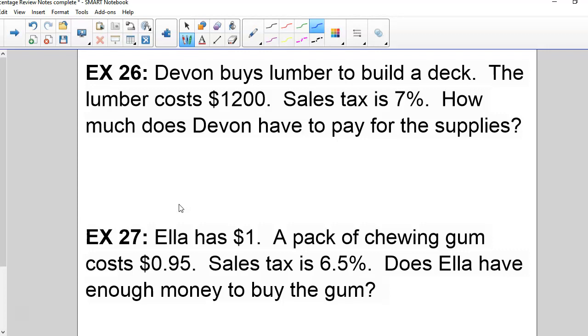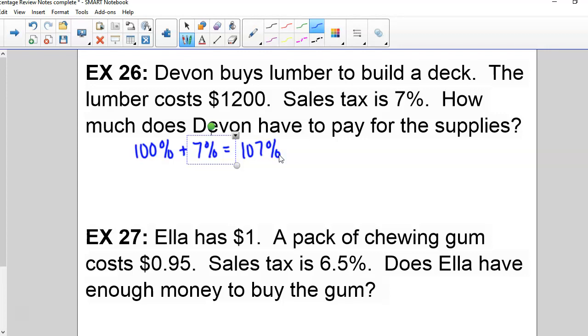So, sales tax, is that a discount or is that money added to what you've got to pay? Added to, right? So, this lumber is not on sale. Devin has to pay 100% of the cost of that lumber. So he's got to pay $1,200 for the lumber, plus he's got to pay an extra 7% in sales tax, which means that he's paying 107% of the price of the lumber.